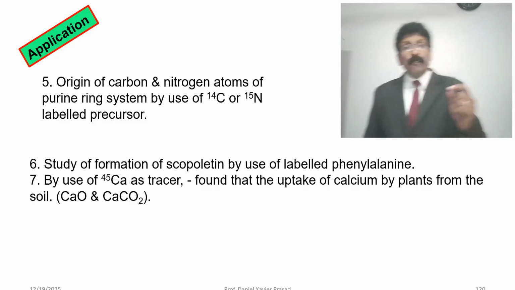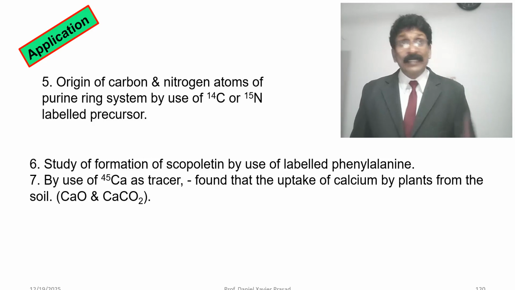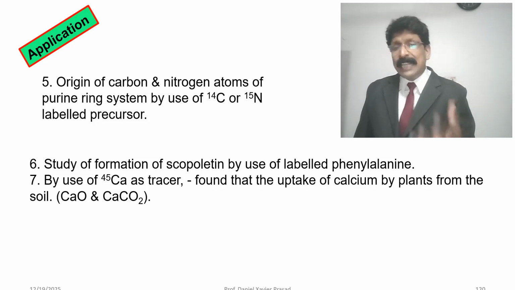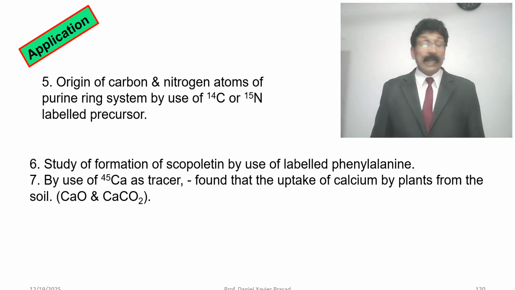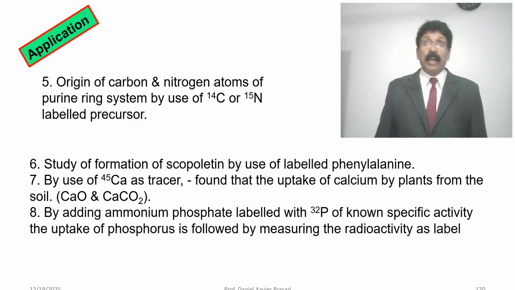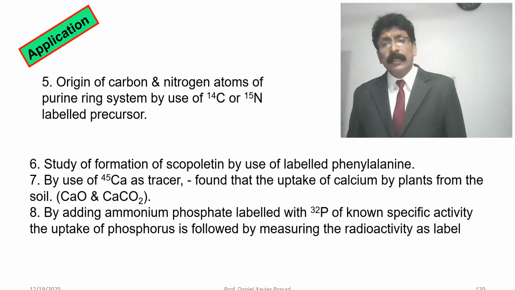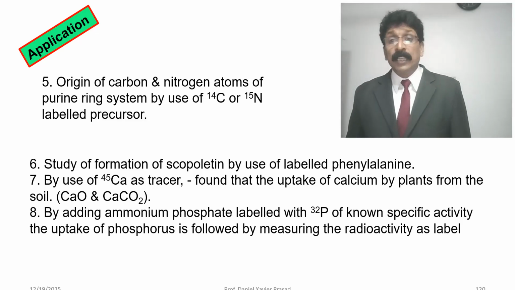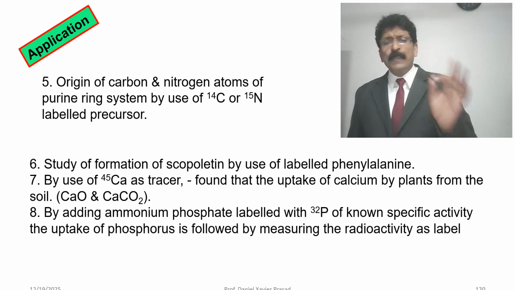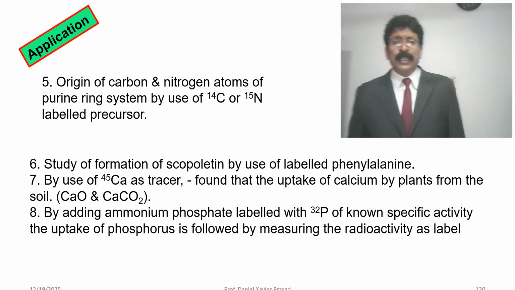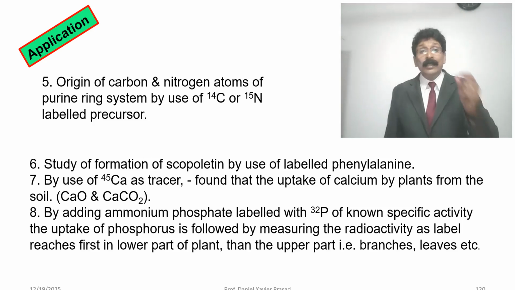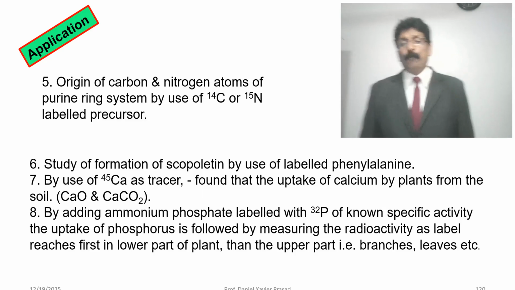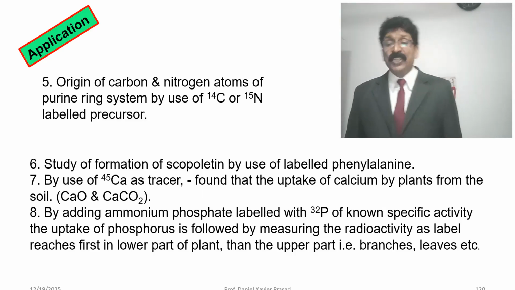By use of calcium-45 as a tracer, it was found that the intake of calcium by plants from soil is as calcium oxide and calcium carbonate. And by adding ammonium phosphate labeled with phosphorus-32 of non-specific activity, the uptake of phosphorus is followed by measuring the radioactivity. It is lower in the lower part of the plant than the upper part, that is branches and leaves, etc.